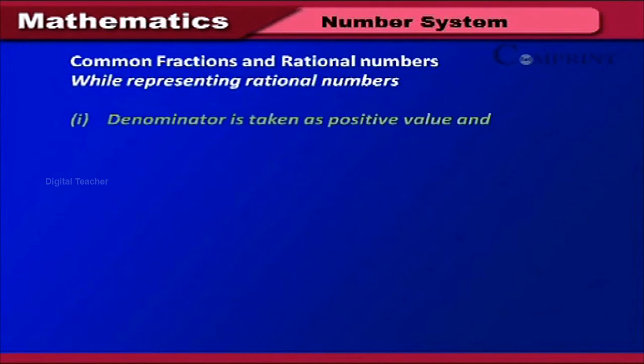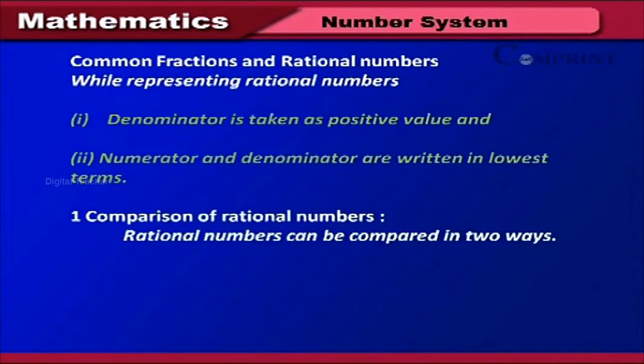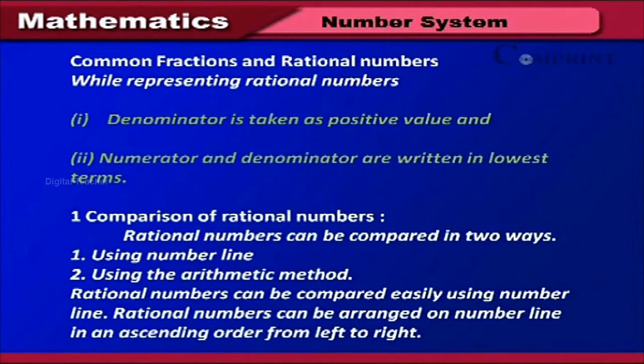Common fractions and rational numbers. While representing rational numbers, 1. The denominator is taken as a positive value, and 2. The numerator and denominator are written in lowest terms. Comparison of rational numbers. Rational numbers can be compared in two ways. 1. Using the number line. 2. Using the arithmetic method. Rational numbers can be compared easily using the number line.